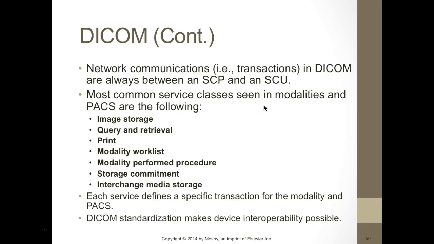The most common service classes seen in modalities and PACS are the following: the image storage, the query and retrieval, the print, the modality worklist, modality performed procedure step, the storage commitment, and the interchange media storage.